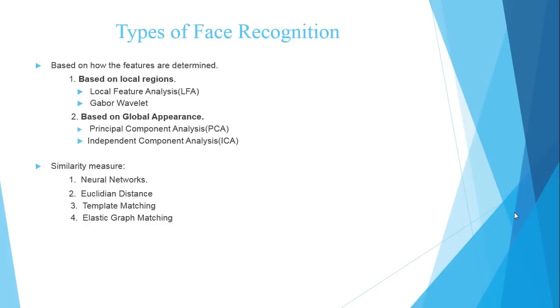They are classified based on how the features are determined. If the features are determined based on local regions, there are two approaches in this regard. The first one is local feature analysis or Gabor wavelet. They basically take into account local features like eyes, nose, ears, etc. If the features are classified based on the global appearance, there are two major techniques adopted. The first one is principal component analysis, and second one is independent component analysis. The similarity measure between images is computed by using neural networks, Euclidean distance approach, template matching, and elastic graph matching.